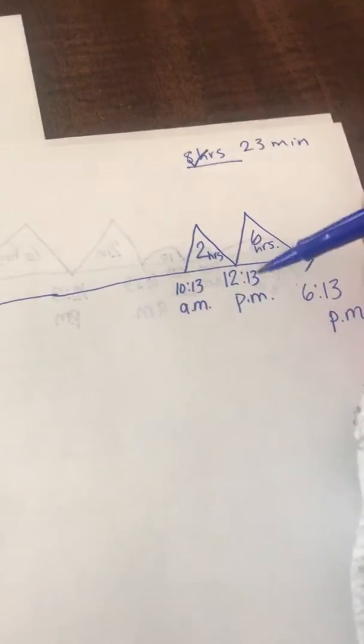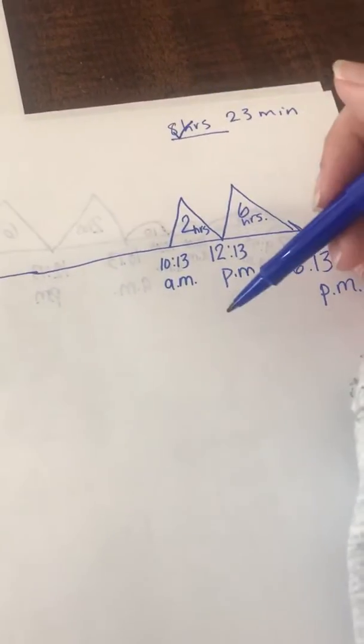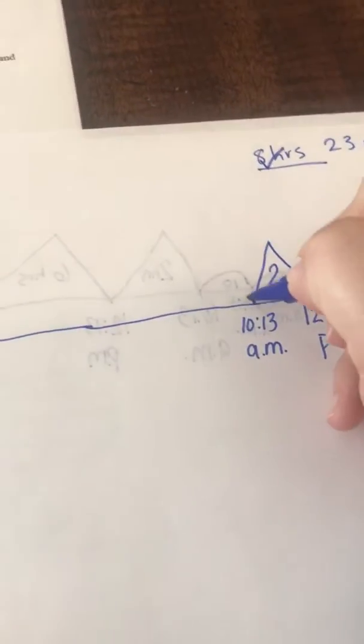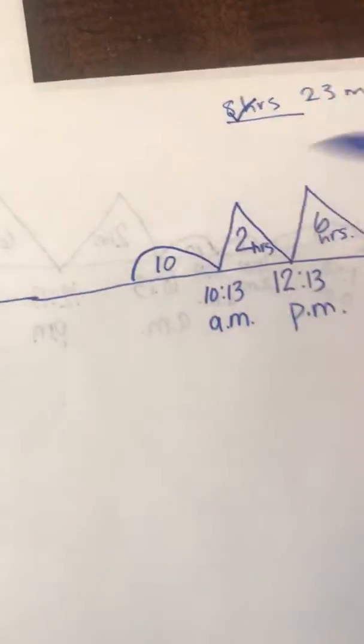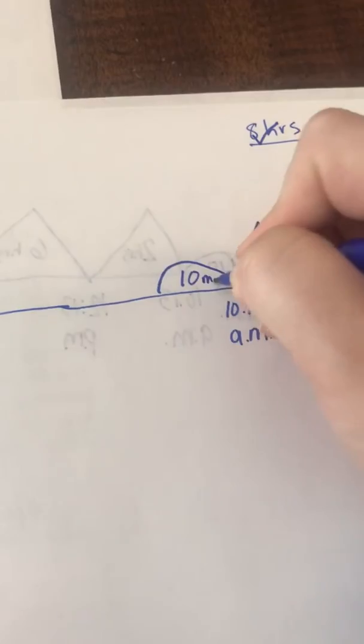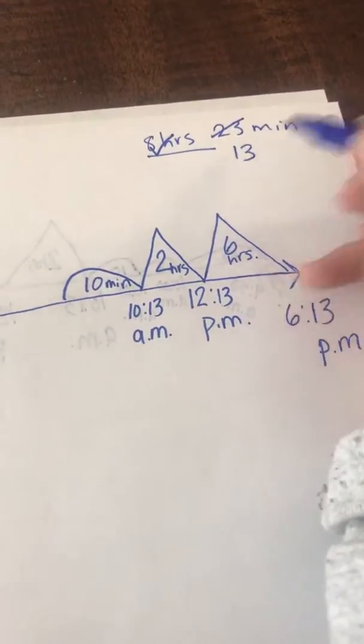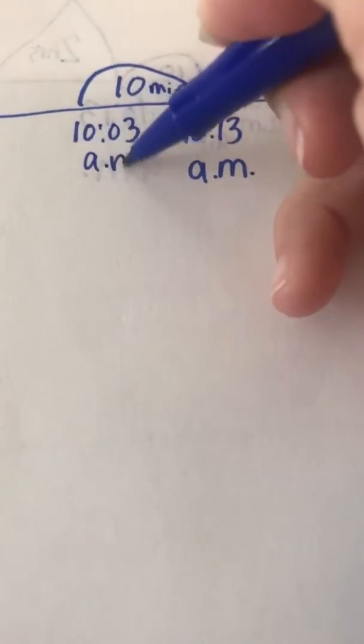I'm not going to jump all 23 minutes in one jump. I think that would be really messy mathematically. So I'm going to take 10 minutes. I'm going to do a little hill, and I'm going to jump 10 minutes from the 23. So I know that will leave me with 13 minutes left to jump. Okay, 10:13 a.m., take away 10 minutes. It's going to bring me to 10:03 a.m.